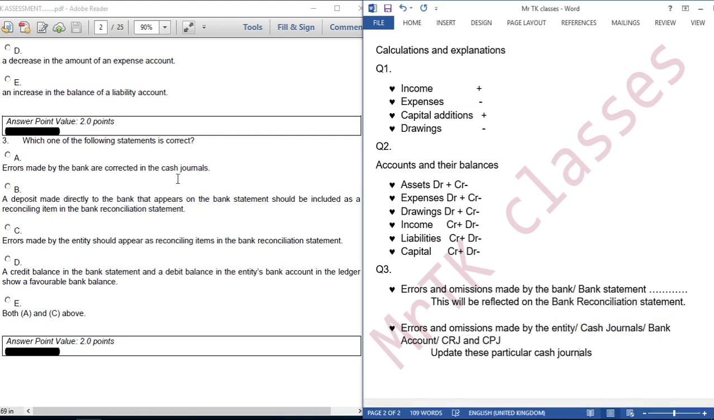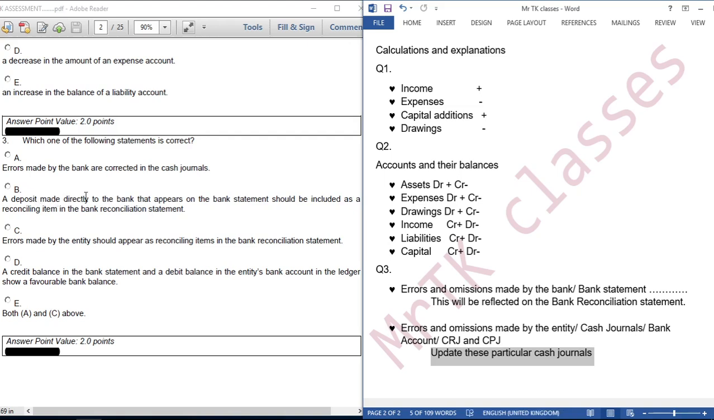So errors made by the bank are corrected in the cash journals. No. Errors made by the bank will be reflected on the bank reconciliation statement. So A is wrong. B, a deposit made directly to the bank that appears on the bank statement should be included as a reconciling item in the bank reconciliation statement. Where does this one appear? It appears on the bank statement, right? So what are they saying? It doesn't appear in the cash journal, so the cash journals have to be updated.